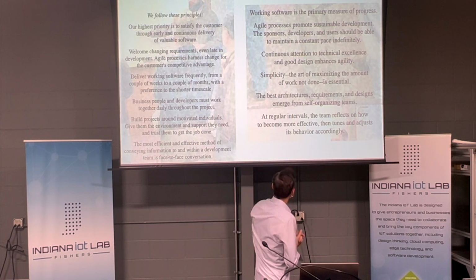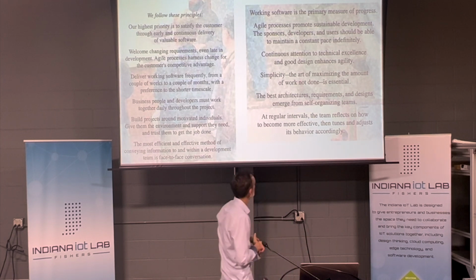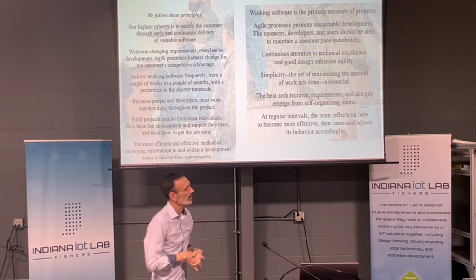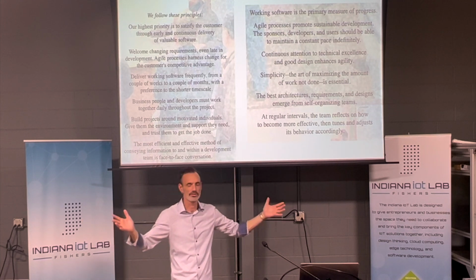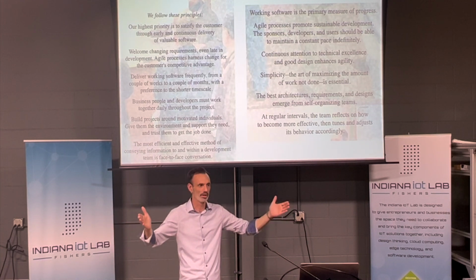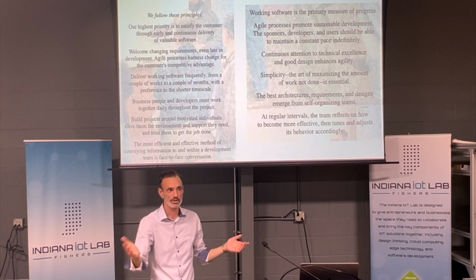Self-organizing teams, at regular intervals, reflect on how to become more effective, then tune and adjust their behavior accordingly. It's sometimes called a retrospective at the end of a sprint. A sprint is a 2-week cycle where the team is building something. They have a goal, it happens in 2 weeks, and maybe they do or don't reach their goal.